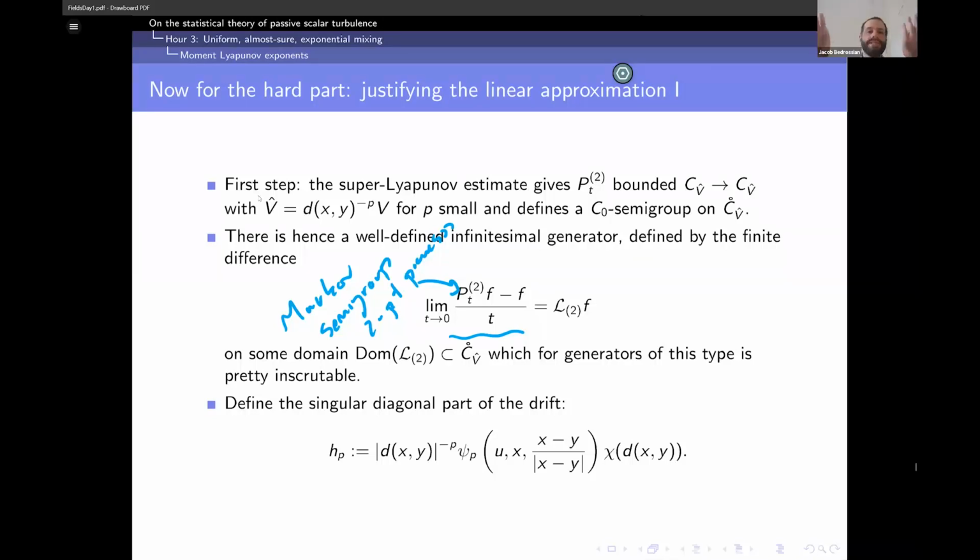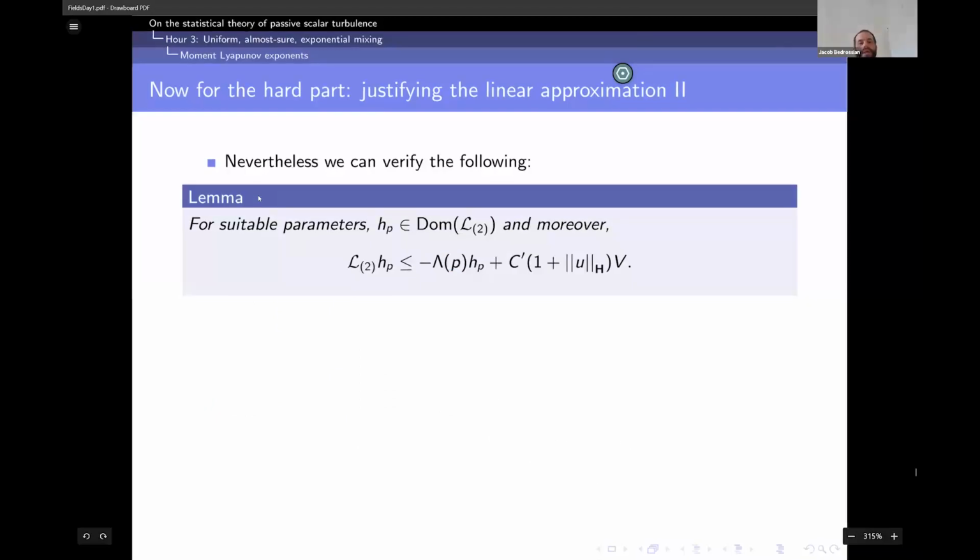And so, okay, you can write this down formally and say, yeah, for some domain this exists, but generally it's hard to know. If I give you a function, usually it's either definitely not in the domain of the generator or you just don't know. So it's hard to work with generators in infinite dimensions generally. But that isn't going to stop us here, actually.